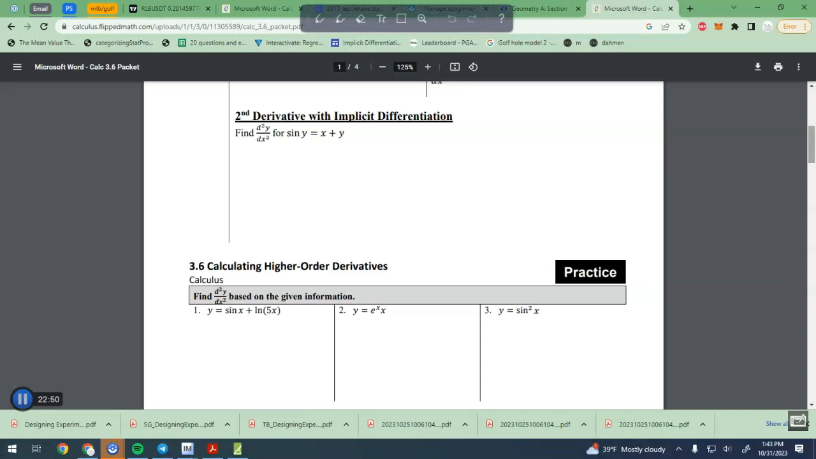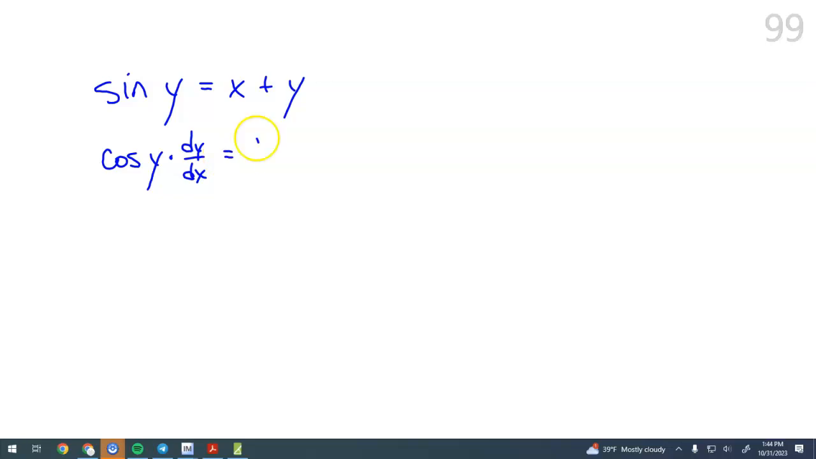Fair enough. Alright, first derivative here. I'm going to open up a new page. Sine y equals x plus 1. So we're supposed to take the second derivative. The derivative of sine is cosine, but I took the derivative on the y, so I multiply by dy dx. Derivative of x is 1, derivative of y is dy dx, so then we get dy dx by itself, so go ahead and do that. Then solve for dy dx.